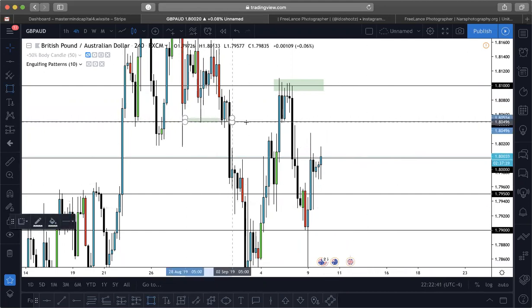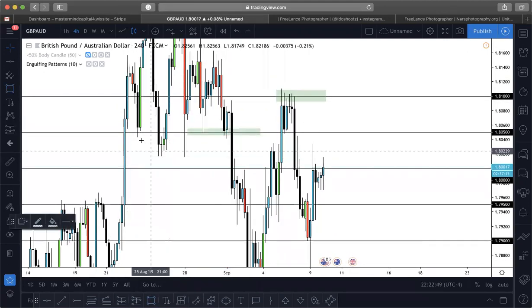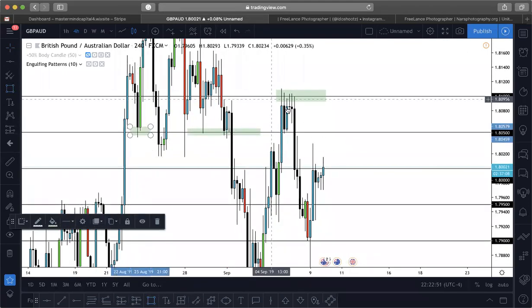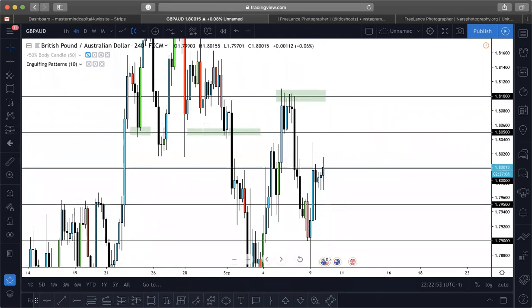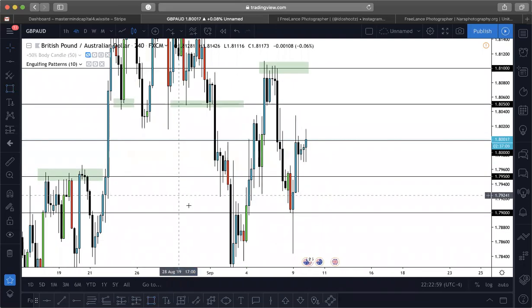You can look and see how the market is reacting. Look how it's reacting, right? Now these are just the wholes and the halves. You could go down to the quarters and the three quarters, right?